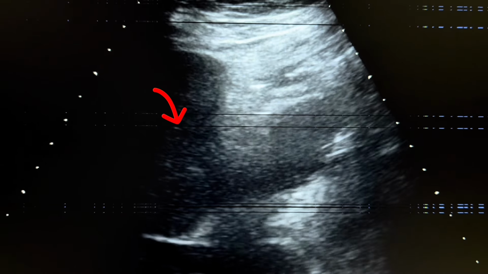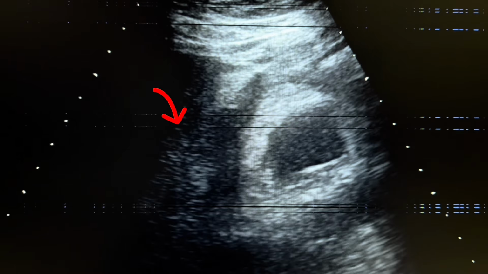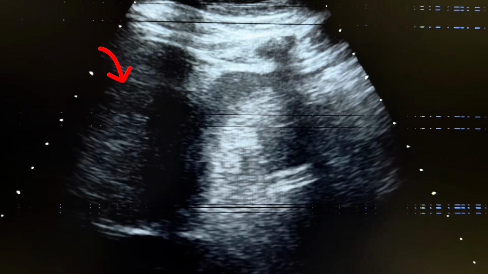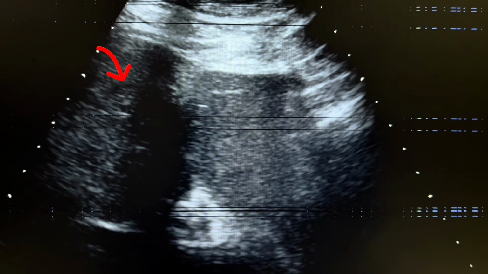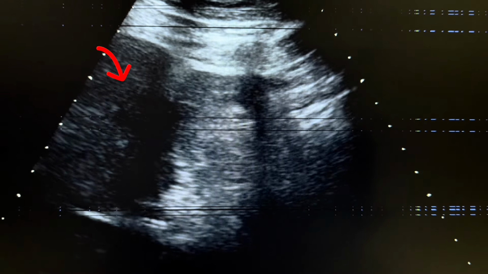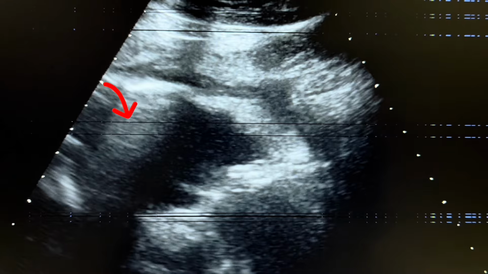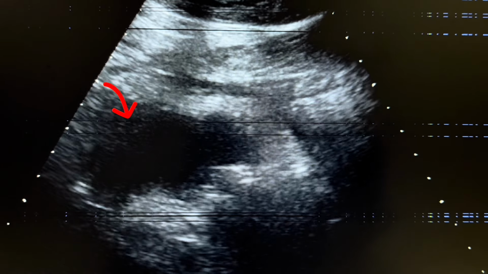This is the gallbladder fossa. The gallbladder is absent due to cholecystectomy. This is the left lobe of the liver. Here we see a collection in the gallbladder fossa.